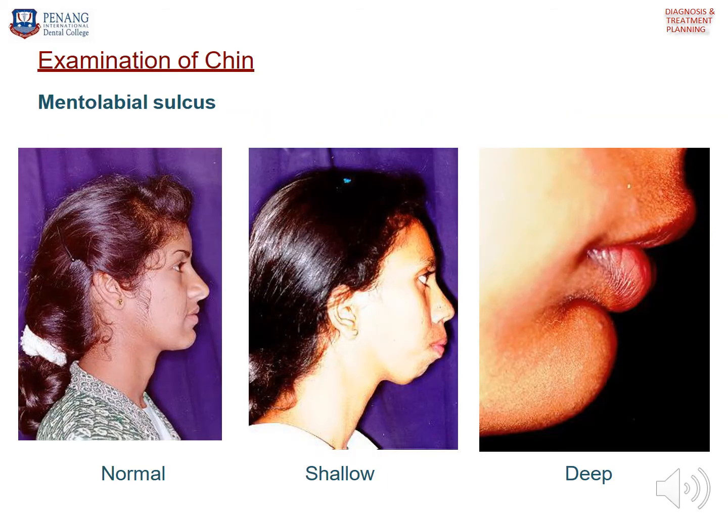The next slide is about how to examine the chin. Firstly, we need to look for the mentolabial sulcus. The mentolabial sulcus is a concavity seen below the lower lip. Normally, an average mentolabial sulcus will appear especially in a patient with a class 1 profile. And then the patient will have a shallow mentolabial sulcus in a patient with a bimaxillary protrusion, as we see in the middle photo. And then a deep mentolabial sulcus is usually seen in a class 2 division 1 malocclusion, which we can see in the final photo.